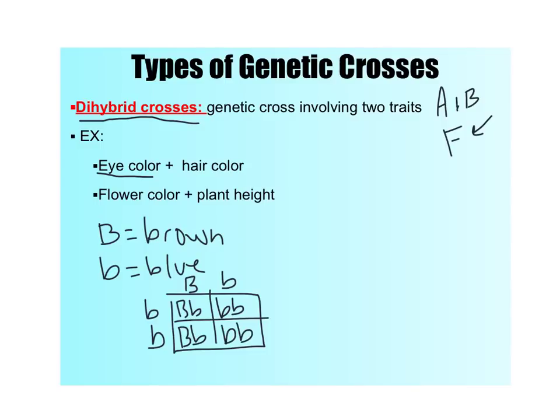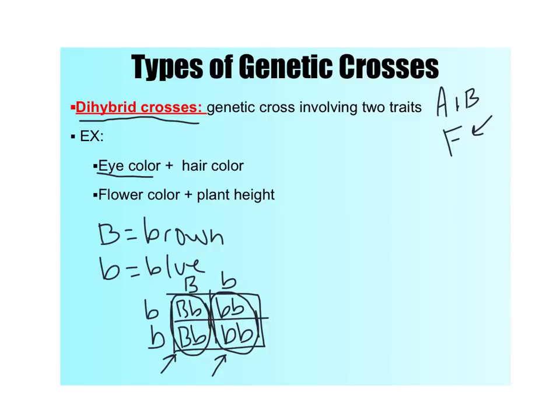Genotypic ratio would be 1/2 will be big B, little b, 1/2 or 50% will be little b, little b, and the phenotypic ratio will be half will have not blue eyes, or brown, could be hazel, but just not blue, and half will have blue eyes. Now the only difference is now we're looking at two traits.